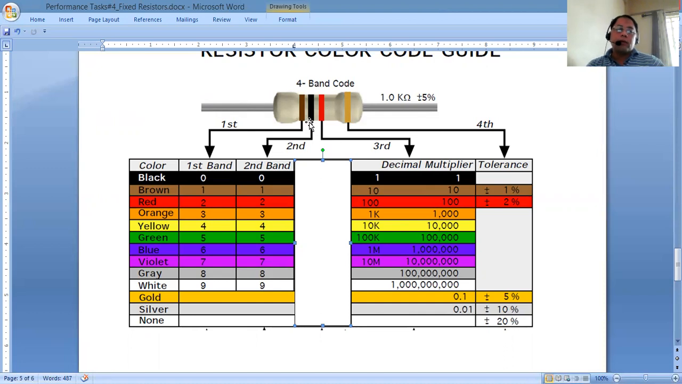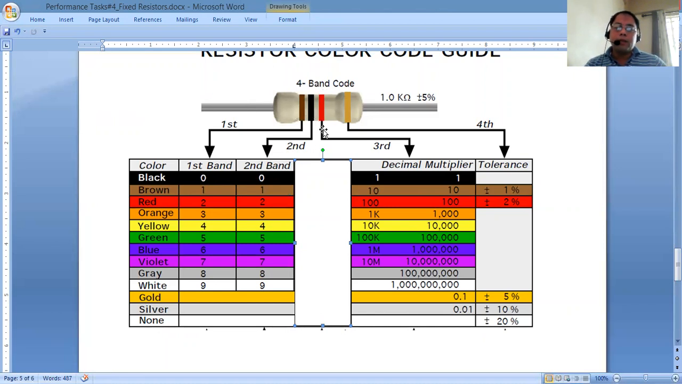Now each of these color bands represents a particular value, especially the first two. So the first two bands represent a value. If it's black, then it's 0. This one is brown and black. Brown is 1, and black is 0. If you combine 1 and 0, the first two digits give a value of 10.